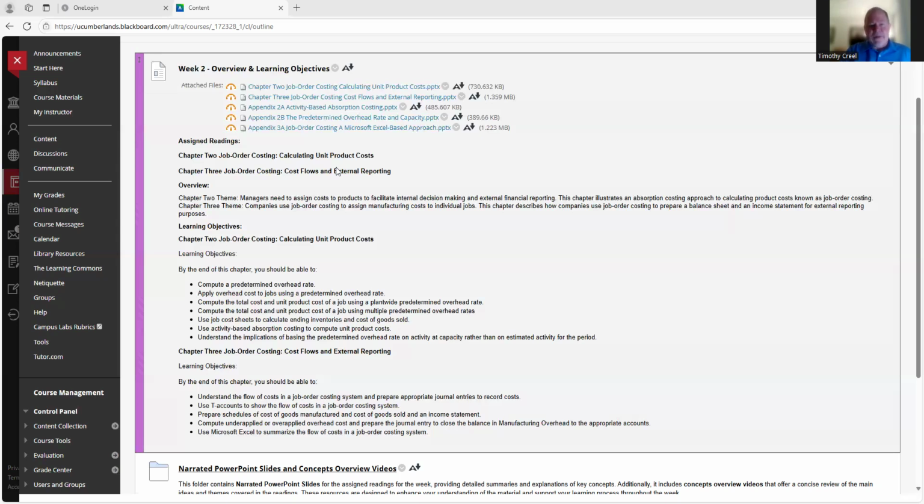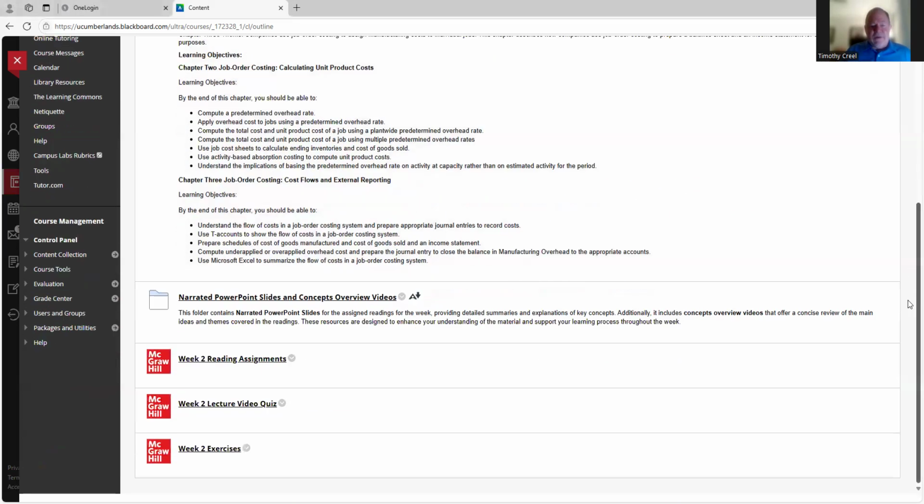So good chapters, and you're going to see that the book mainly takes a manufacturing approach, but just keep in mind that there are a lot of aspects to the use of job order costing that go over and above just manufacturing. Again, you'll see your narrated slides and PowerPoints that you can follow that go over the material we're covering in the chapters. And you've got assignments in the McGraw-Hill Connect system: reading assignments, lecture video quiz, and exercises due this week.